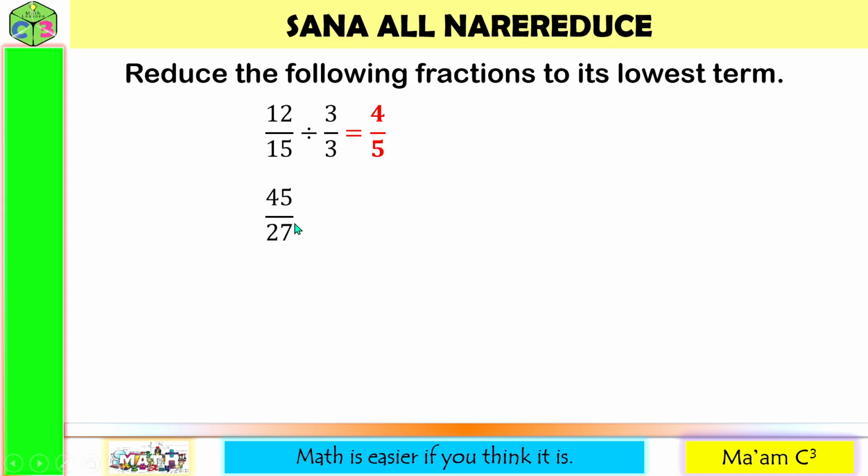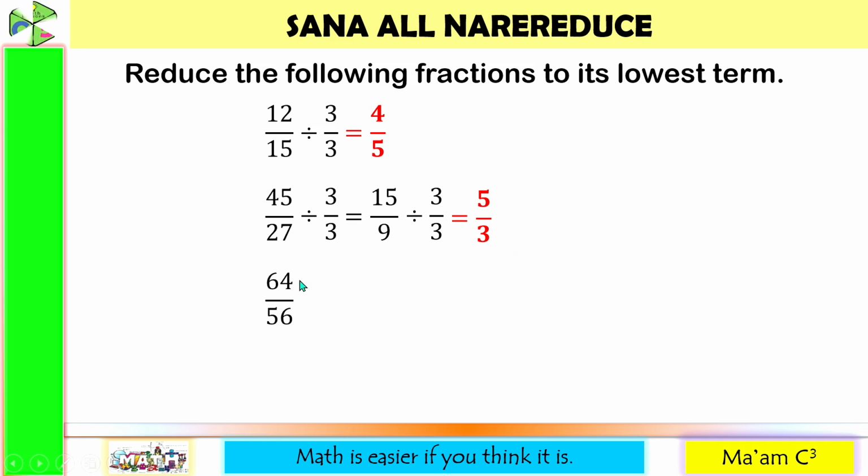Another one, 45 over 27. Both are divisible by 3. 45 divided by 3 is 15. 27 divided by 3 is 9. 15 and 9 are both divisible by 3 again. 15 divided by 3 is 5, and 9 divided by 3 is 3. So 45 over 27 is equal to 5 over 3.